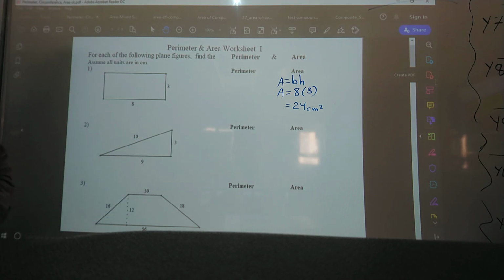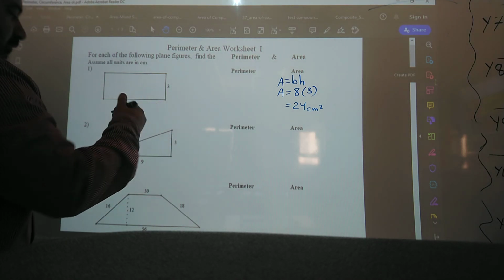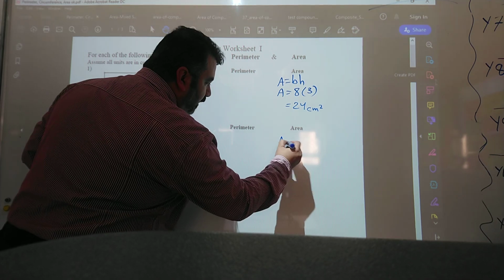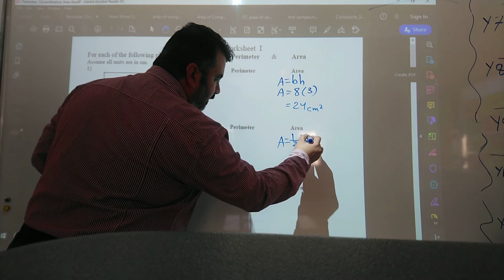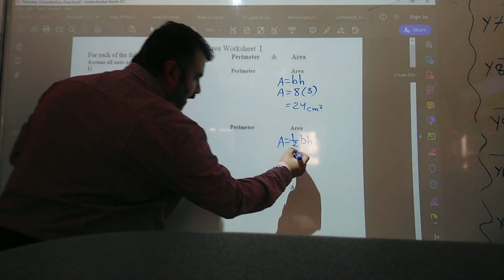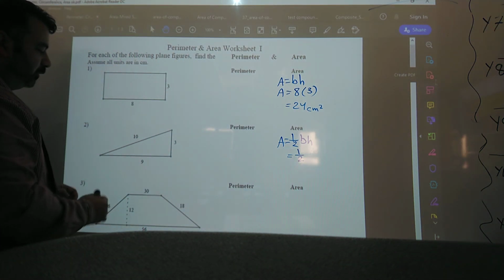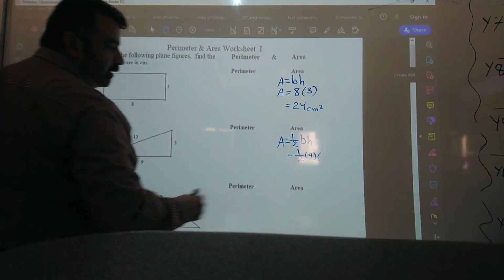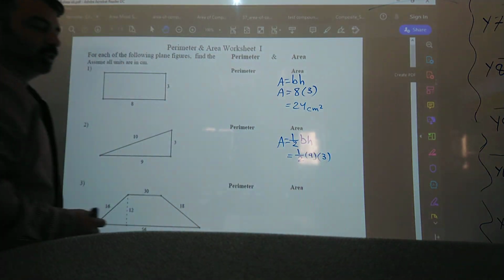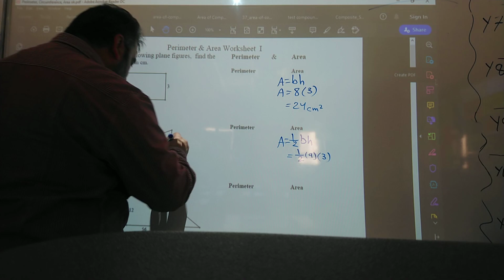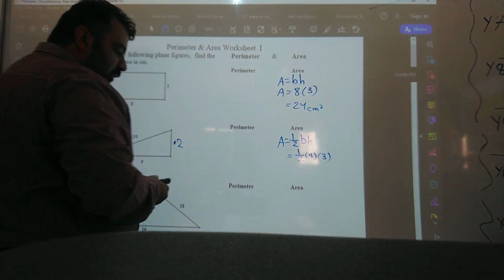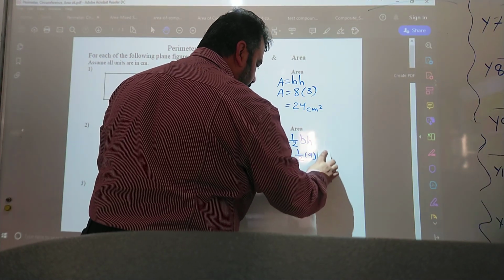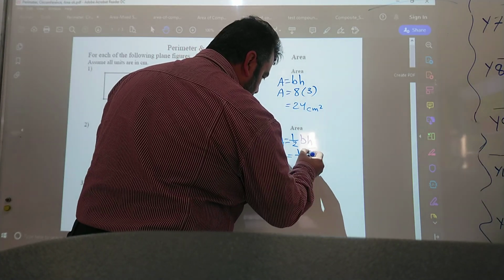Now, to find the area of the triangle, it's even easier. The area of the triangle equals half times base times height. So it will be half or 0.5, it's up to you, times the base, which is 9, times the height, which is 3. Now, because you are not allowed to use the calculator, I will change this to make it 2. So you don't have to deal with the decimal.